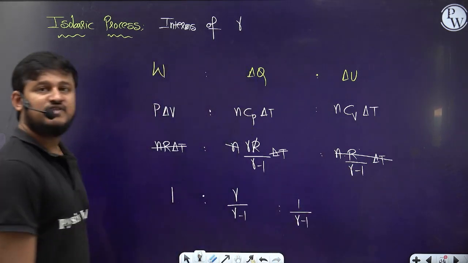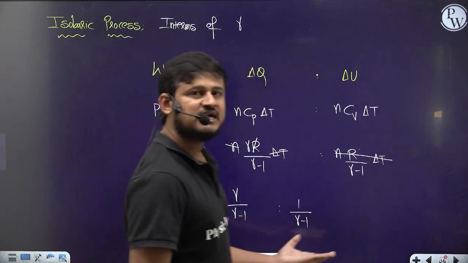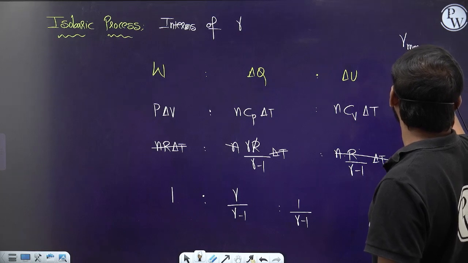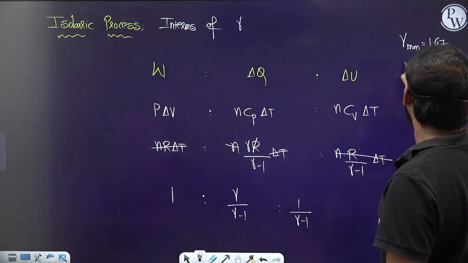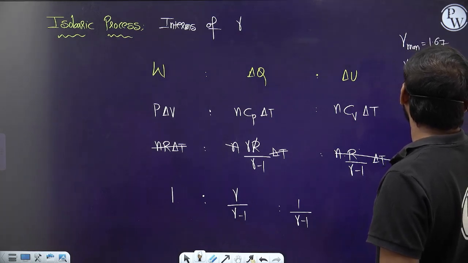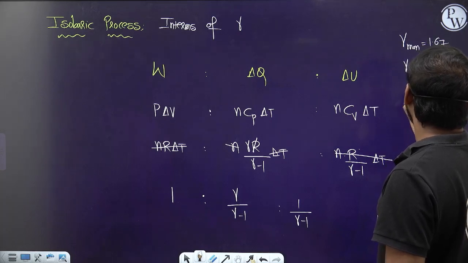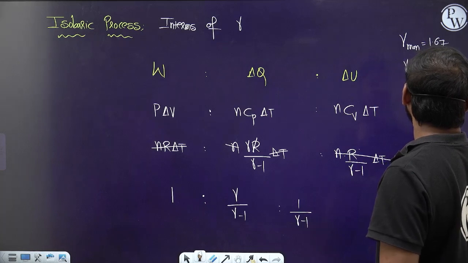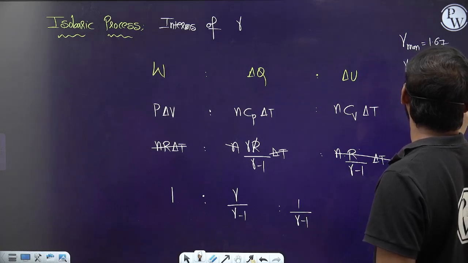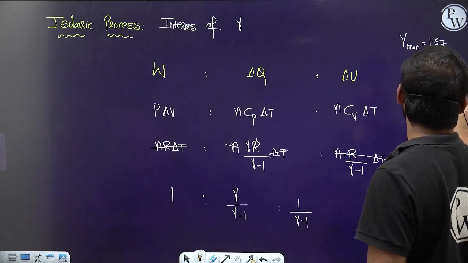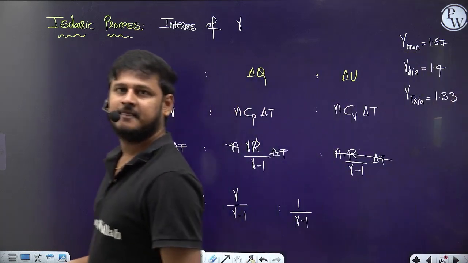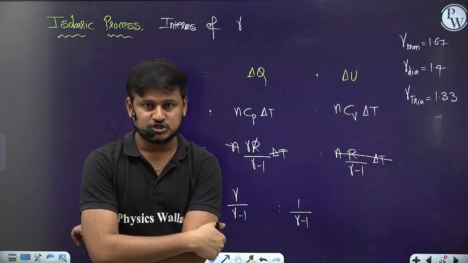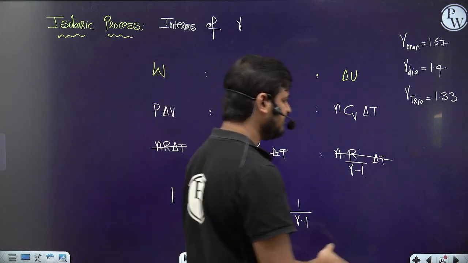That's it. If they ask for the monoatomic gas, diatomic gas or triatomic gas, you know the gamma values. The gamma for the monoatomic gas is 1.67, for the diatomic gas it is 1.4, and for the triatomic gas it is 1.33, right? So you know these values. You can simply substitute and get the final answer. Understood?